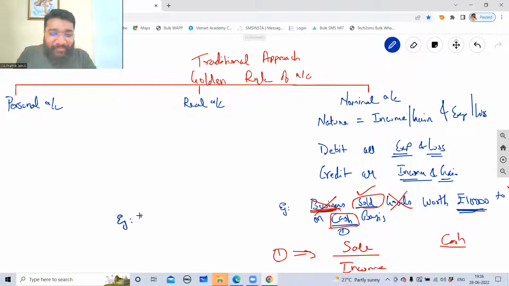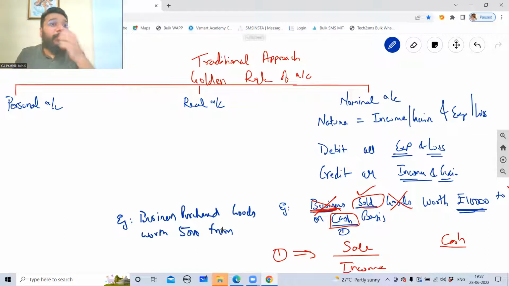Tell me. I was about to do that only. Next example is business purchase goods worth 5,000 from Sham. Ram is over, no? Sham. From Sham on cash basis. Is the question clear? On cash basis.